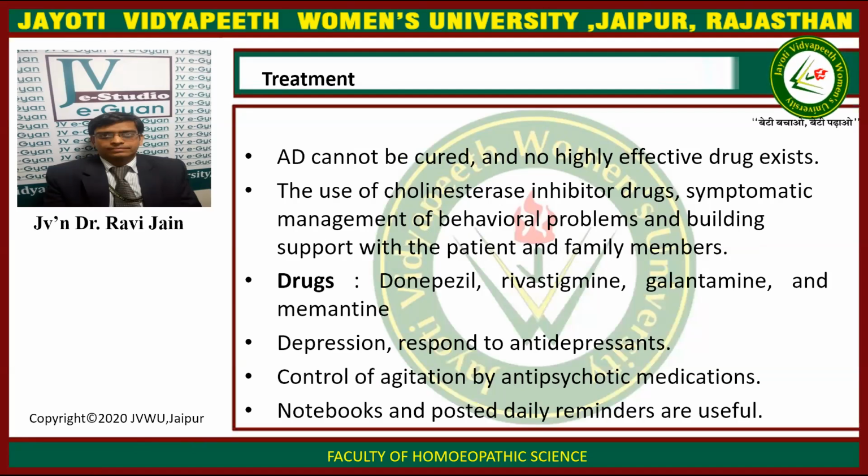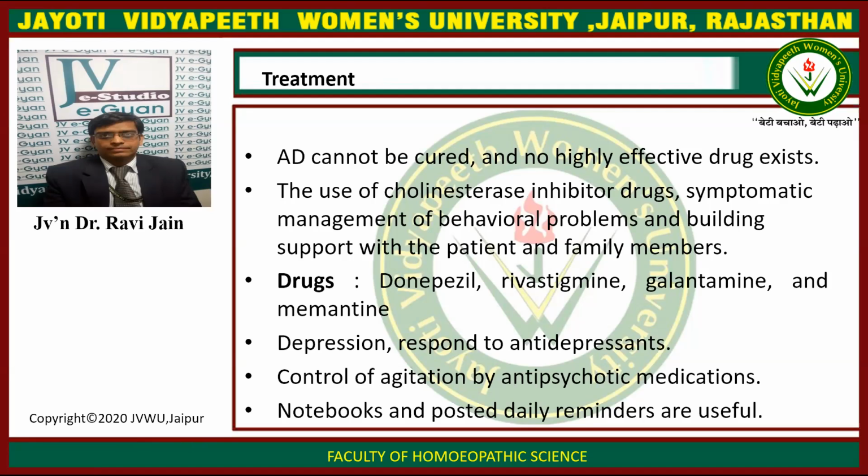Now, what is the treatment? Alzheimer's disease cannot be cured. There is no highly efficacious drug that exists as of now. The use of cholinesterase inhibitor drugs, symptomatic management of the behavioral problems, and building support with the patient and family members is important. Drugs like donepezil, rivastigmine and galantamine are very important drugs usually given in cases of Alzheimer's disease.